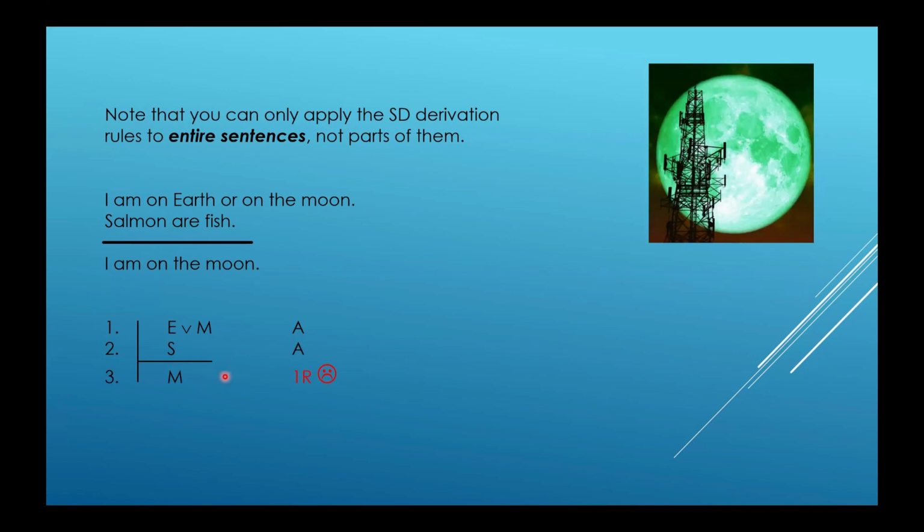You cannot use reiteration to infer M from this line, E or M, because M is not a line by itself. It's not a sentence that has been asserted on a previous line. It's a subcomponent of E or M. So you can't pull a subcomponent out of a sentence with reiteration. Reiteration just allows you to take an entire line and duplicate that somewhere lower in your derivation. You can't use that to pull out a fragment of another sentence.